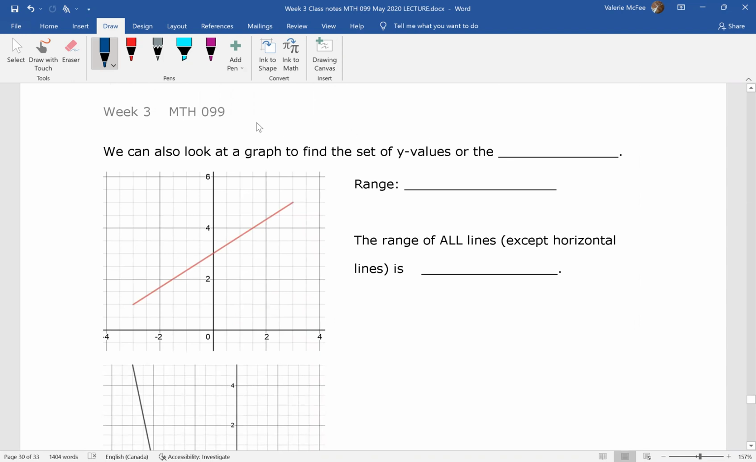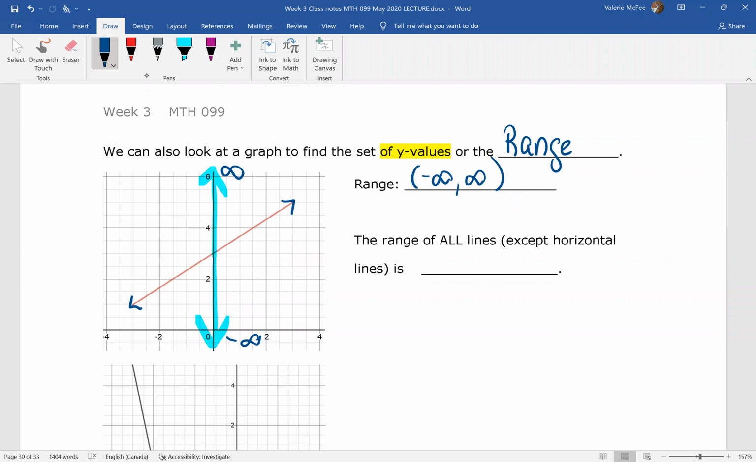Now we can also take a look at the y values. This is going to give us the range of a graph. So let's put arrows on this line again. We're looking at the y values this time. We're looking up and down, and we see that this graph continues down to negative infinity. It continues up to positive infinity. The range for this line is the set of all real numbers.